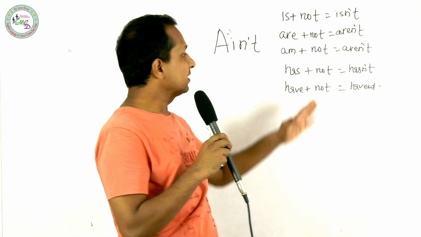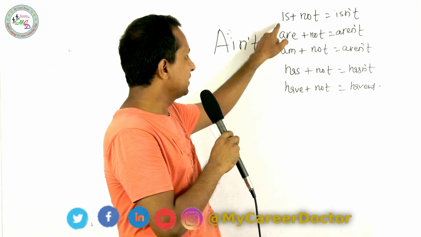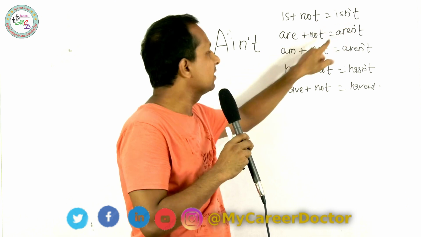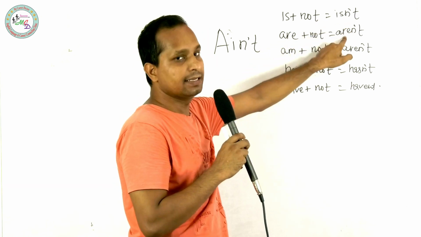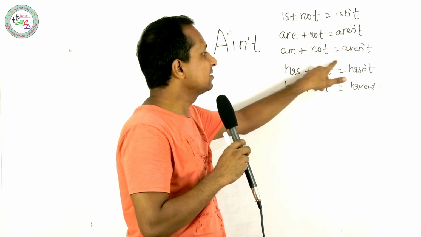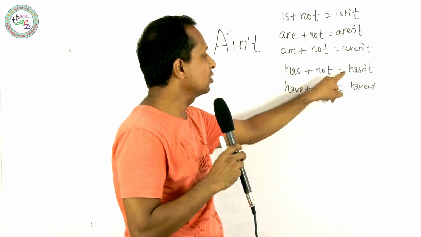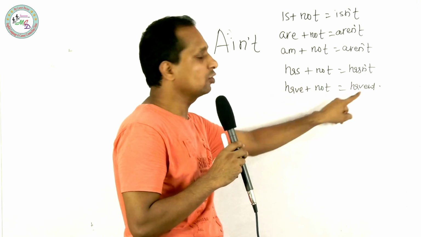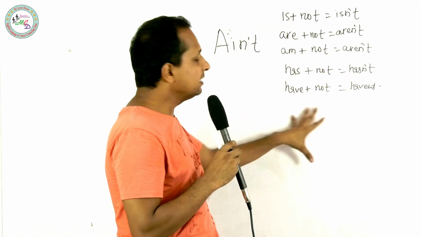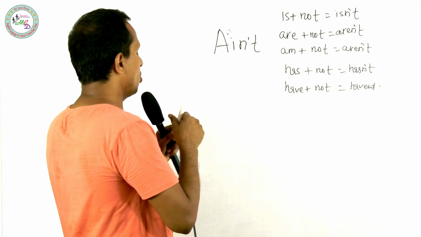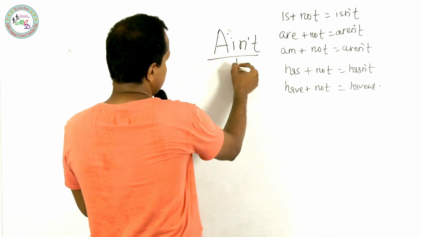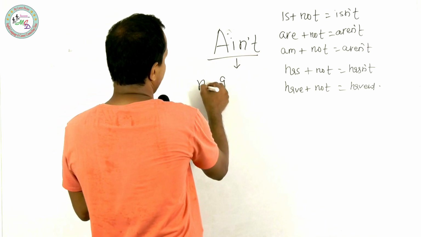Alright, so friends, here you can see contracted forms. These are is plus not isn't, are plus not aren't, am plus not aren't, has plus not hasn't, have plus not haven't. All these contracted forms together are called ain't, although ain't is not good English.